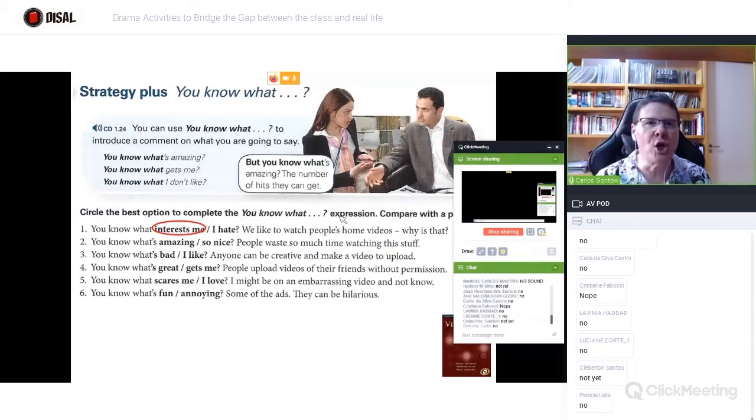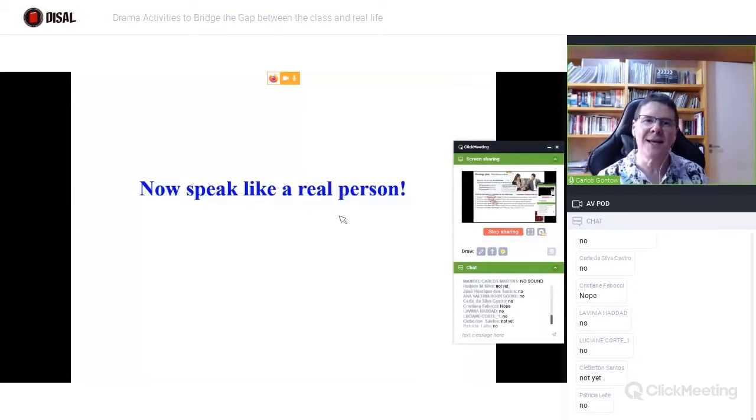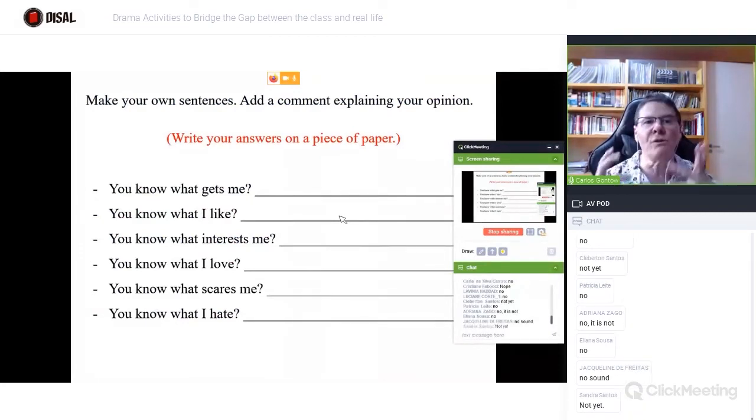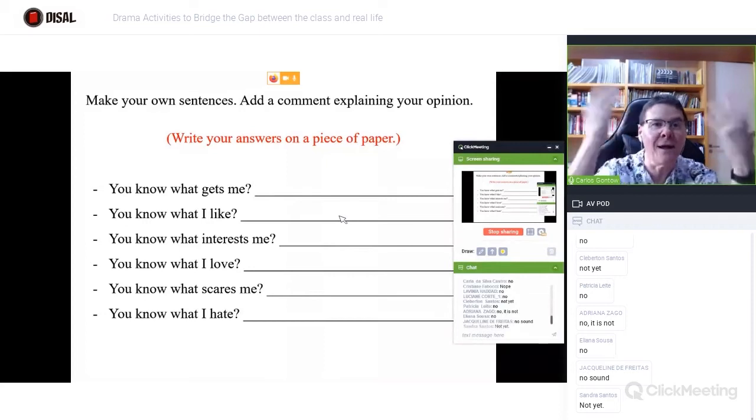So let's read now. You're going to read your sentences, the sentences that you wrote, like a real person. So, you know what gets me? Say the sentence using intonation, facial expression. Show me that that thing really gets you. Everybody together in a loud voice. Go.